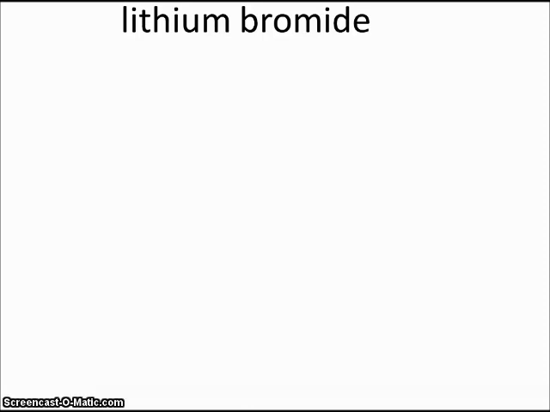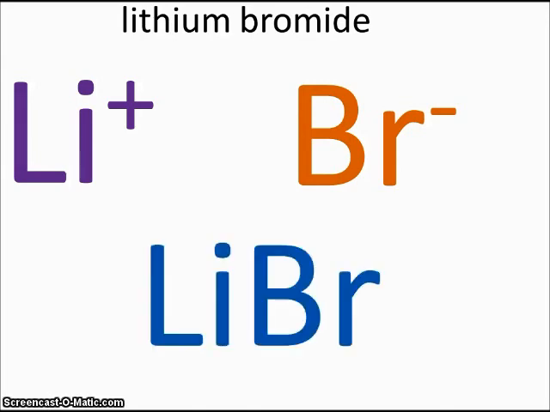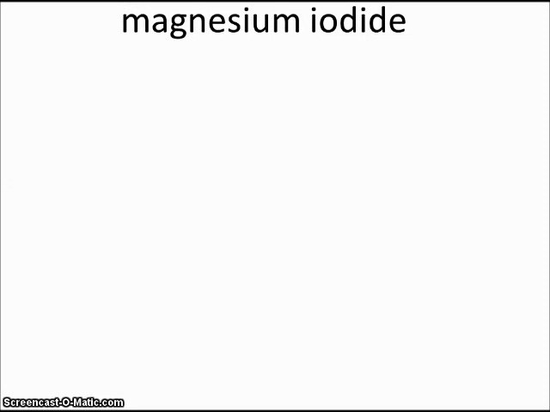Okay, so you think you've got it, hey? Lithium has a charge of 1 plus. Bromide has a charge of 1 negative. The charges balance, so the formula is LiBr. Did you get it? Here's another one. Get ready to pause the video. Magnesium oxide. Pause the video and get the formula now.